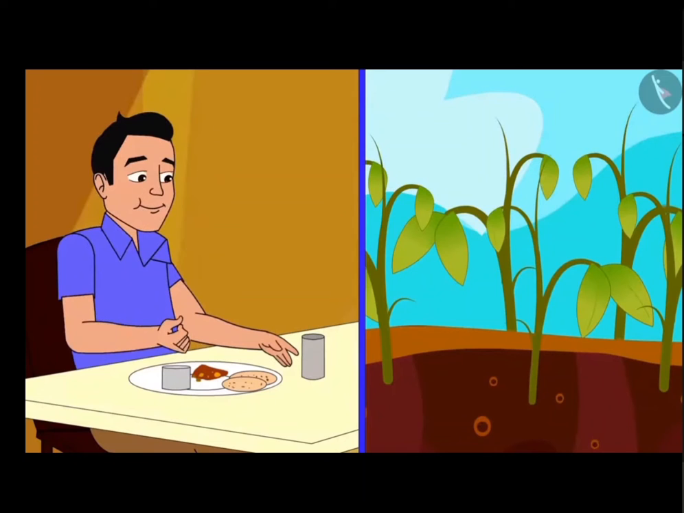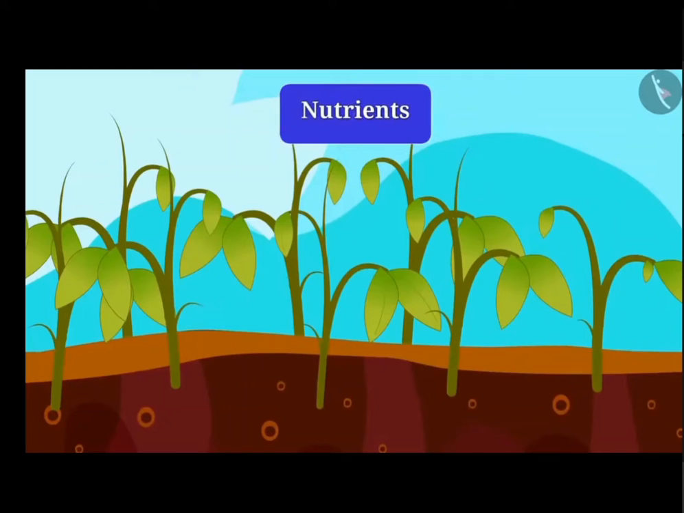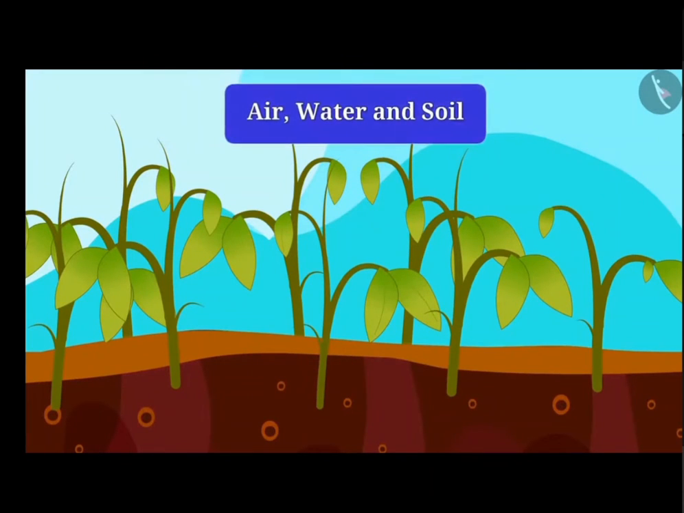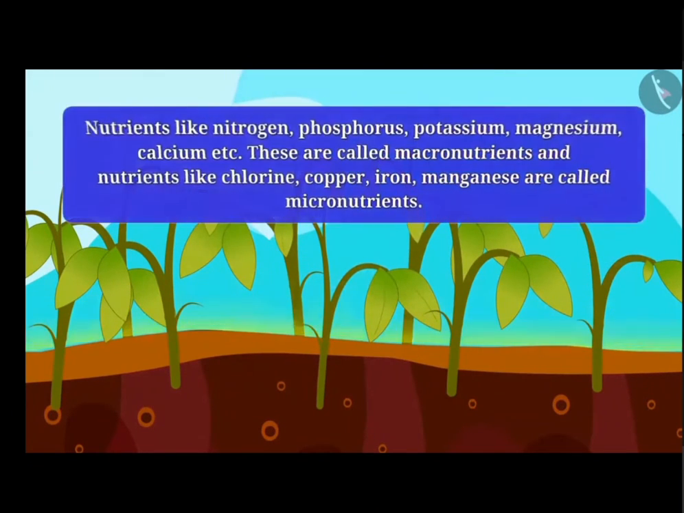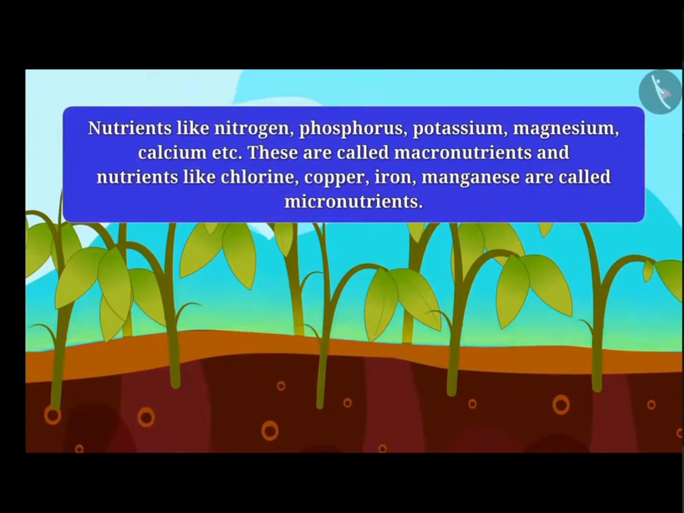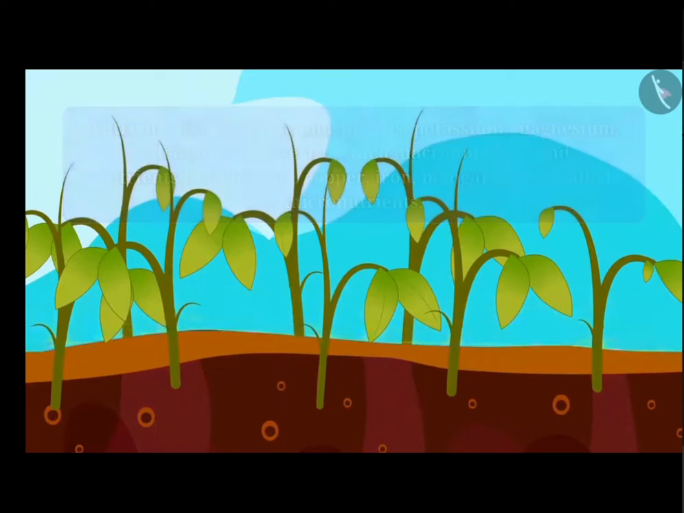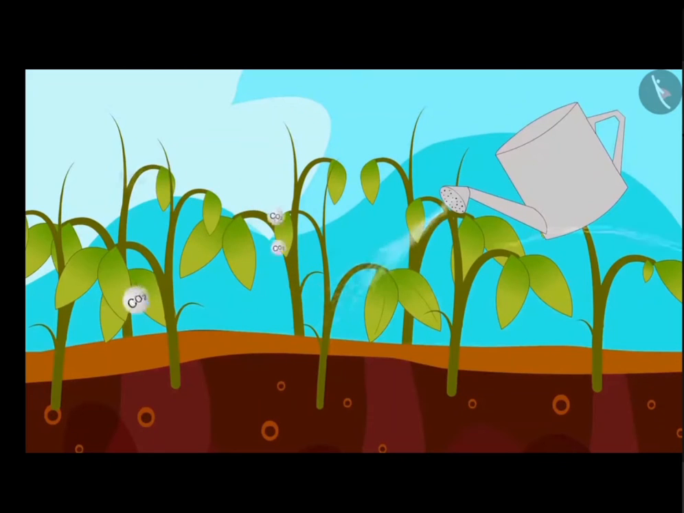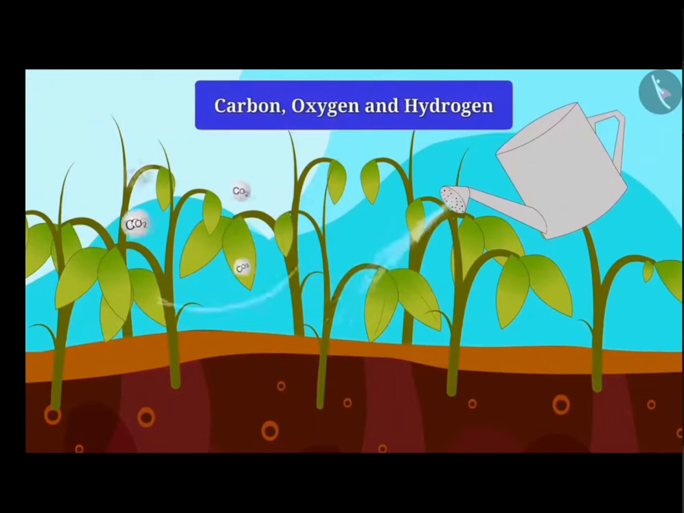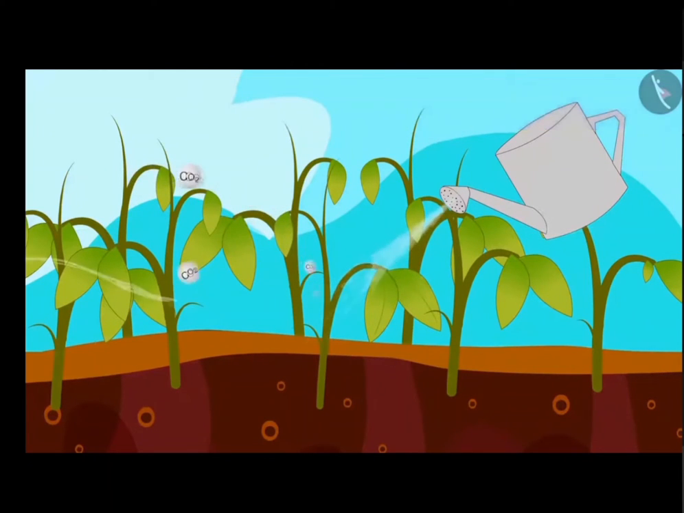Do plants also require nutrients for their growth? Just think. Yes, plants need nutrients for their growth. And do you know where they can get the nutrients from? Yes, they can get these nutrients from the air, water, and soil. Most of the trees get these nutrients from the soil, like nitrogen, phosphorus, potassium, magnesium, calcium, etc. Do you know what nutrients the tree gets from the air and water? The trees can get carbon, oxygen, hydrogen from air and water. And all these nutrients help plants to grow.